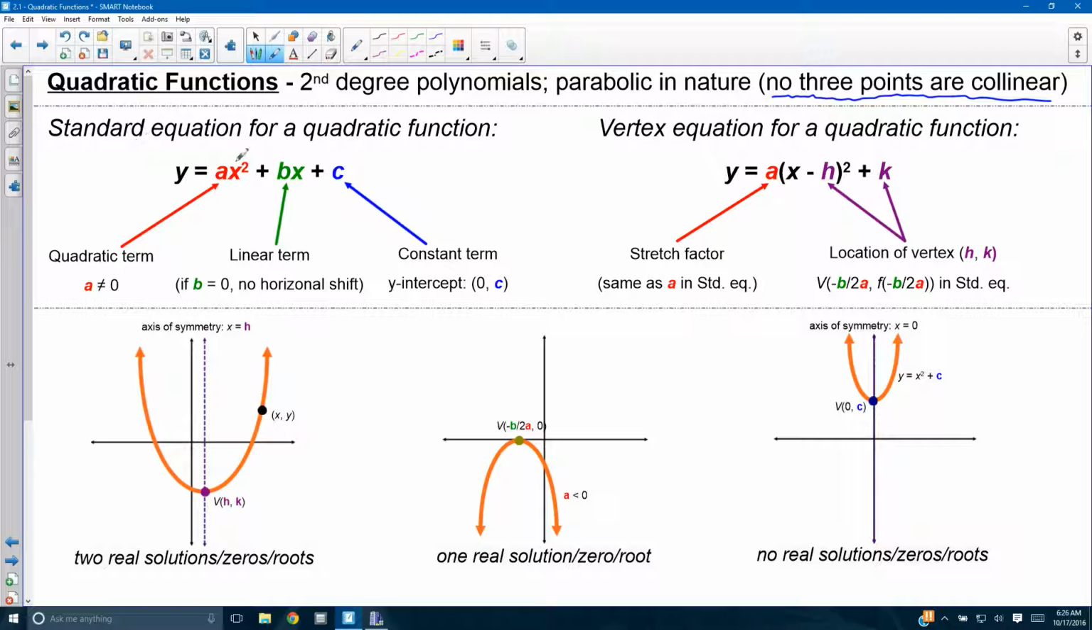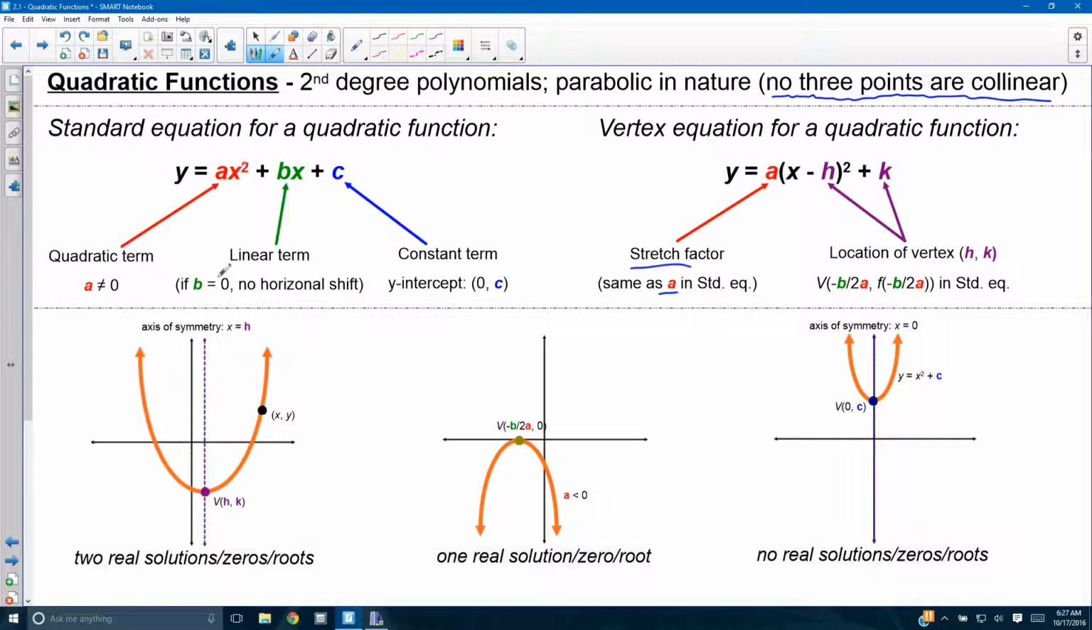The standard equation, once again, is ax squared plus bx plus c. This is a simplified form, meaning all like terms are combined. There are no parentheses. It's written in descending order of degree, etc. Ax squared is known as your quadratic term. It's the one with the quadratic in it. Bx is known as the linear term, and c is known as the constant term. Once again, a cannot equal 0. A represents your stretch factor. Stretch factor is for a in your standard equation.